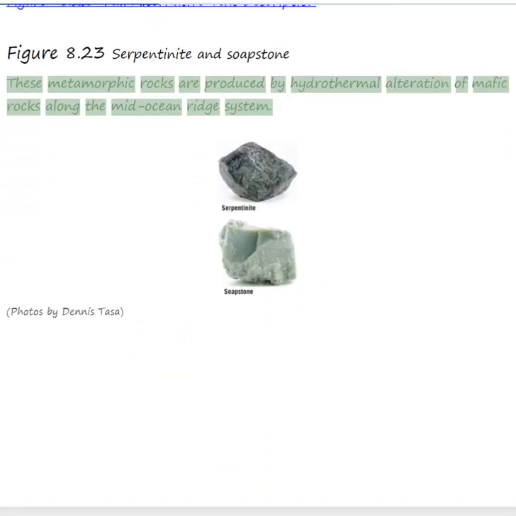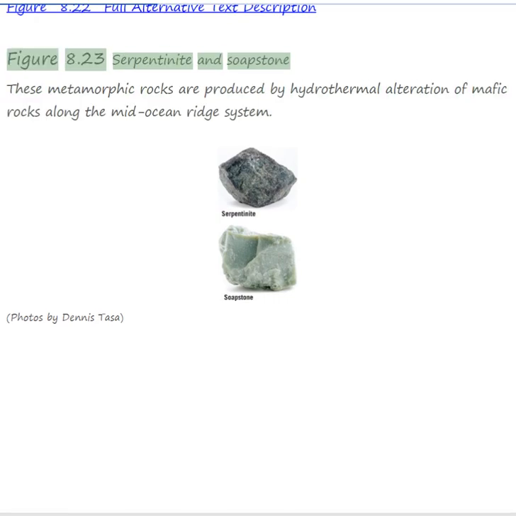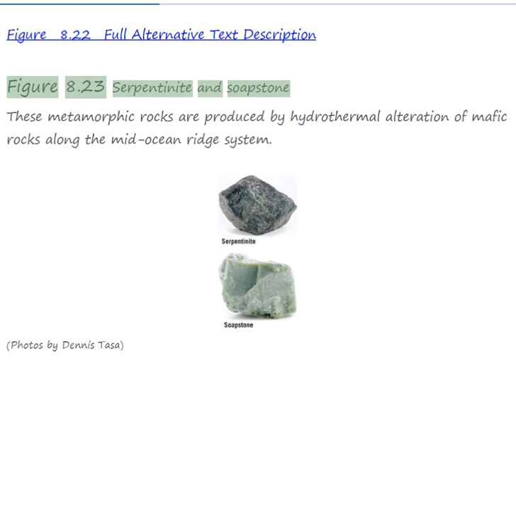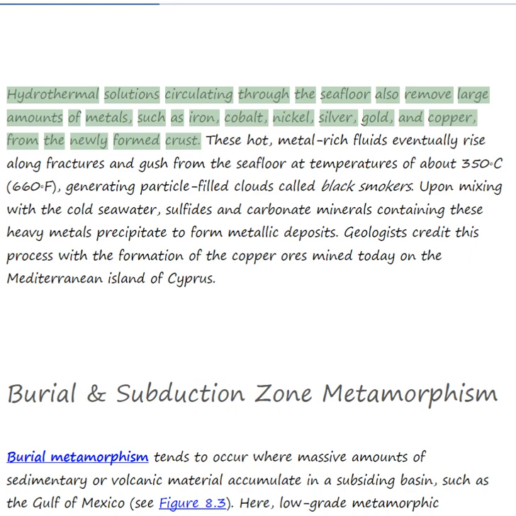These metamorphic rocks are produced by hydrothermal alteration of mafic rocks along the mid-ocean ridge system. Figure 8.23 Serpentinite and soapstone. Hydrothermal solutions circulating through the seafloor also remove large amounts of metals, such as iron, cobalt, nickel, silver, gold, and copper, from the newly formed crust.